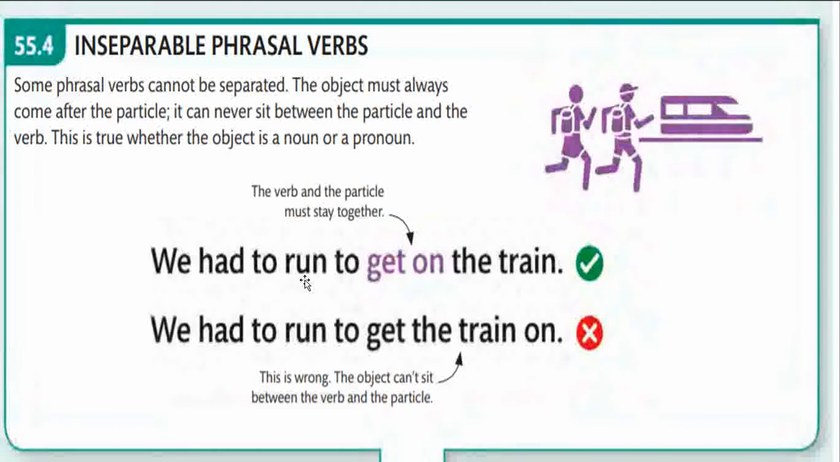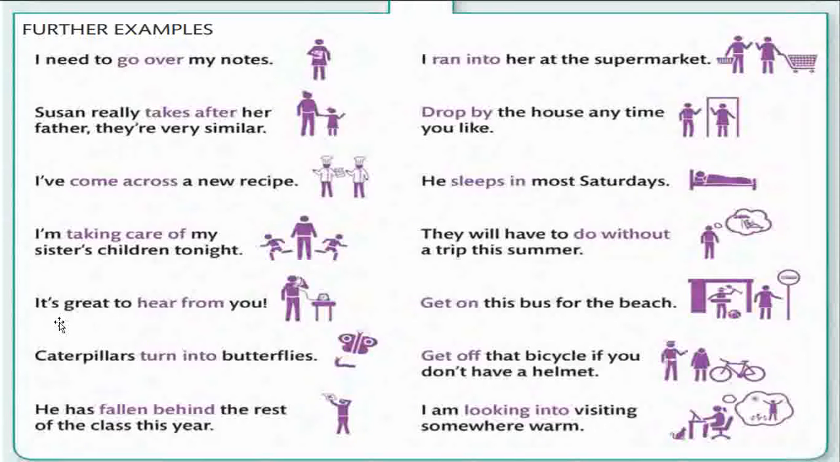Example, we had to run to get on the train. This is correct. We had to run to get the train on. The meaning is completely lost because get on means to board. This is wrong. The object can't sit between the verb and the particle at all. The verb and the particle must stay together and the object comes after it. That is the applied rule over here. Now let us see certain examples based on the given rule that we have seen just now.